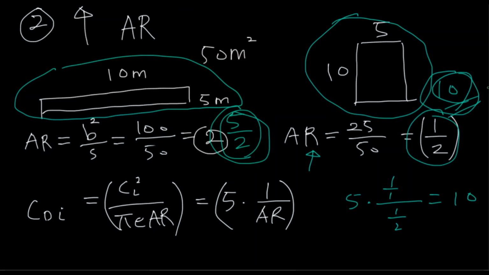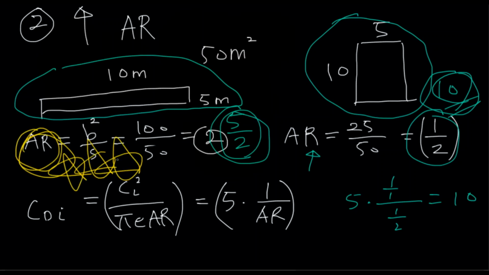So, as we can all see, the aspect ratio is very, very important for reducing the induced drag.